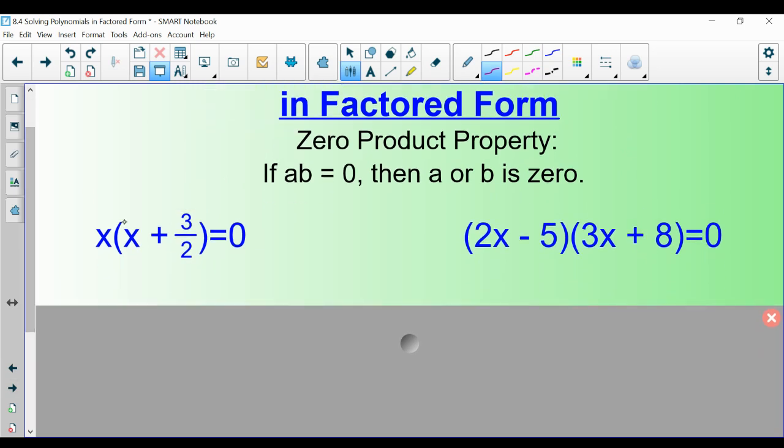Here we have an example where this is the A and this is the B. What makes the A 0? What would you plug into x to make it 0? Well, that would just be 0. And B, what would you plug in for this x to make it 0? That would be -3/2.